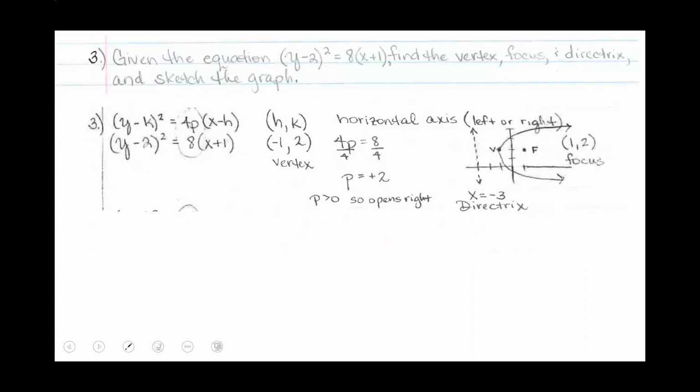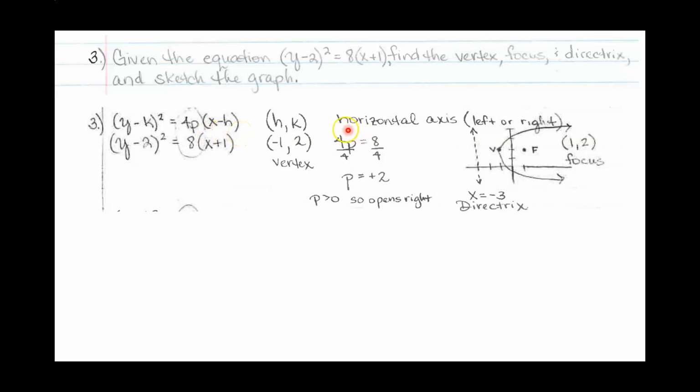Then for number 3, we're going to go the opposite way. They give me the equation and ask me to find all the information. The equation is (y minus 2) squared equals 8 times (x plus 1). If I look on my formula sheet, the way I can tell whether it's a horizontal or vertical axis is to look for the squared term. In my equation, y was squared, x was not. So I want the equation where y is squared and x is not.